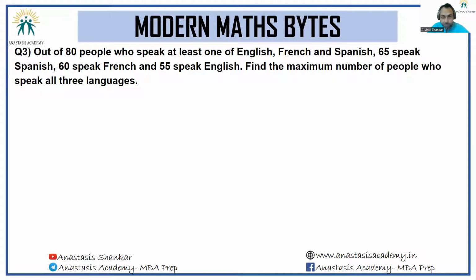Next, out of 80 people who speak at least one of English, French, and Spanish, 65 speak Spanish, 60 speak French, and 55 speak English. Find the maximum number of people who speak all three languages. Okay, so how this goes down is people who speak exactly one language is A, people who speak exactly two languages is B, people who speak all three languages is C.